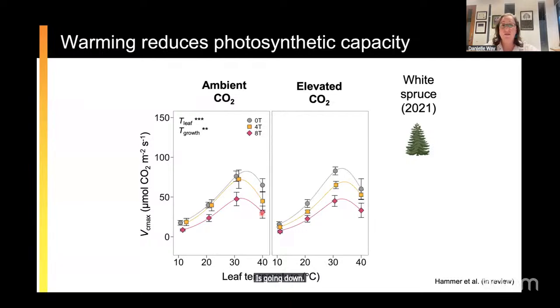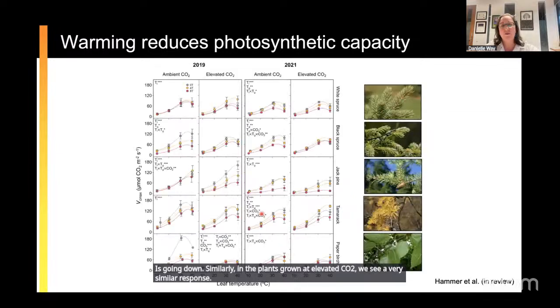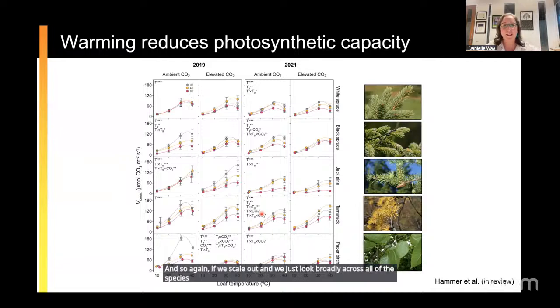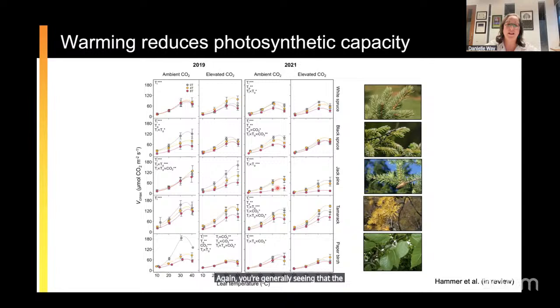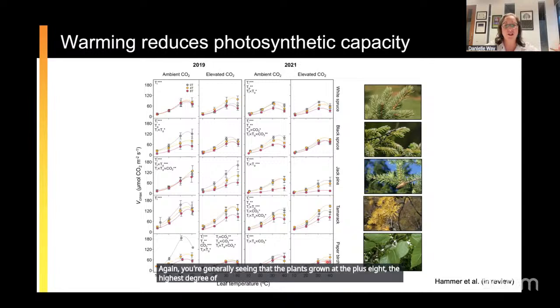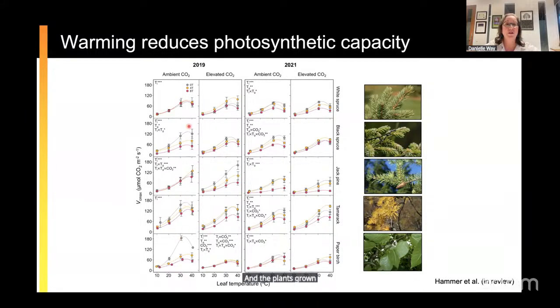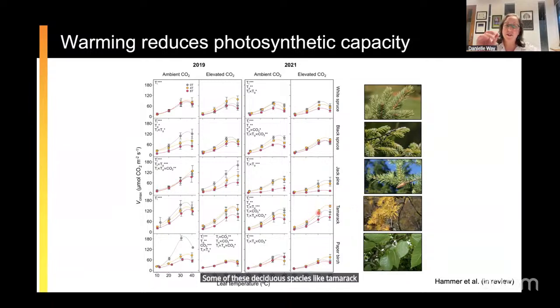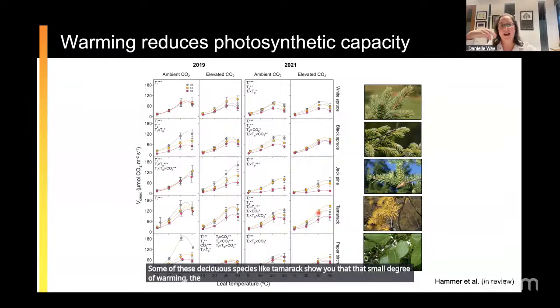Similarly, in the plants grown at elevated CO2, we see a very similar response. And so again, if we scale out and we just look broadly across all of the species across the different years we ran this experiment, you're generally seeing that the plants grown at the +8, the highest degree of warming, have a real suppression of this photosynthetic capacity, and the plants grown at the current temperatures usually have the highest performance. And again, some of these deciduous species like tamarack show you that that small degree of warming, the +4 warming, actually benefits the plants grown at high CO2.